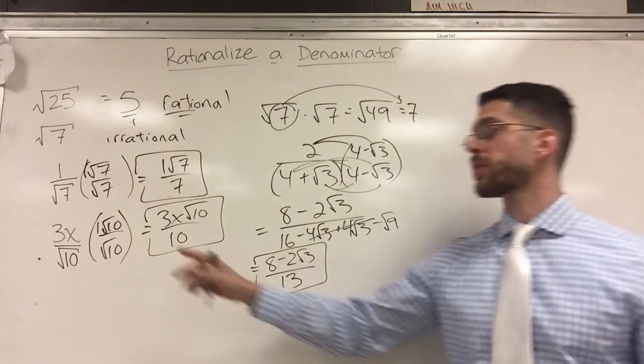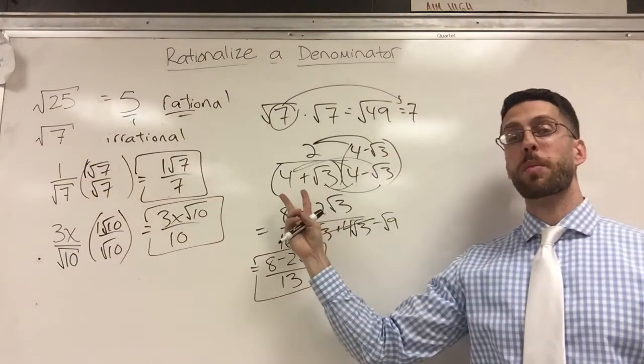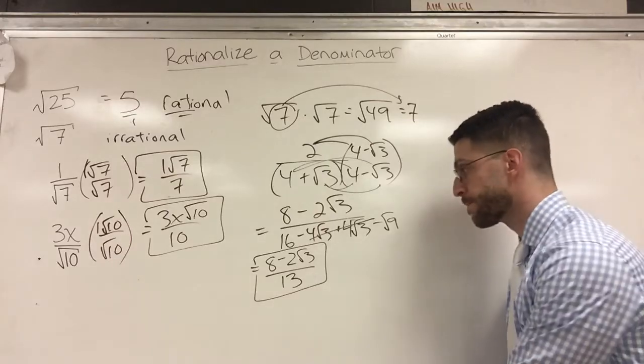All right? So if it's a monomial, you multiply by itself. If it's a binomial, you multiply by the conjugate. Hope you can see that.